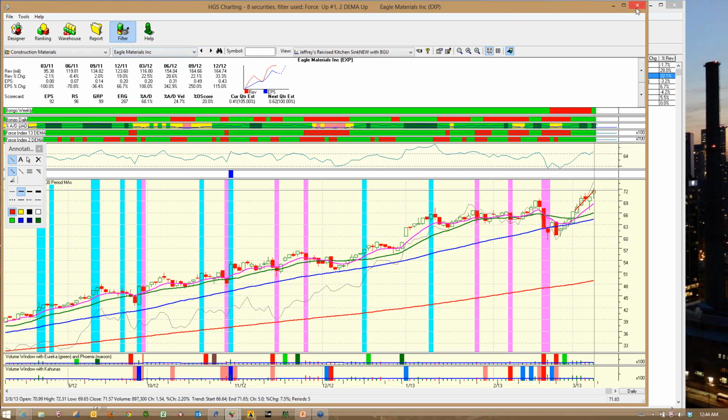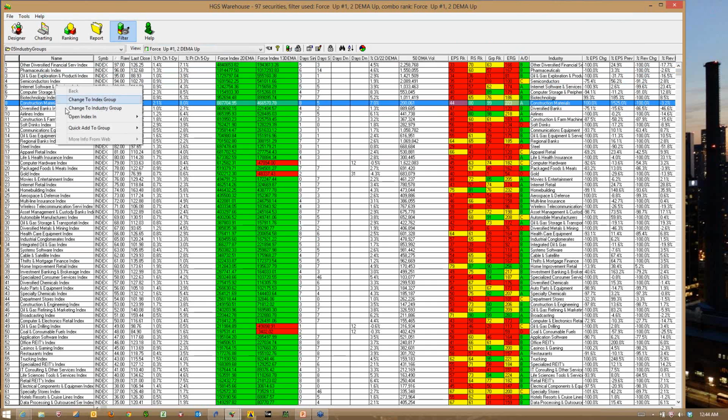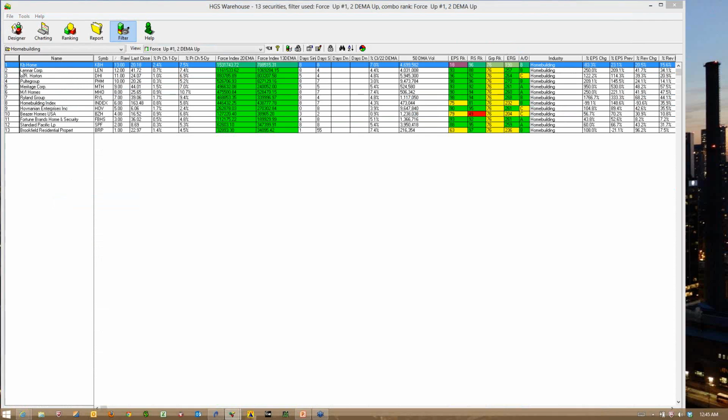We like that. There's cement and other materials for construction. And last week we talked about home builders. I'll show you a little index I put together. Let's just take a look at the home builders real quick. I think I saw them here. Yep. The ones that were leading in the past may have flipped around a little bit.